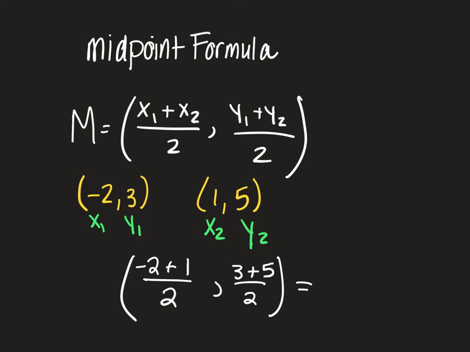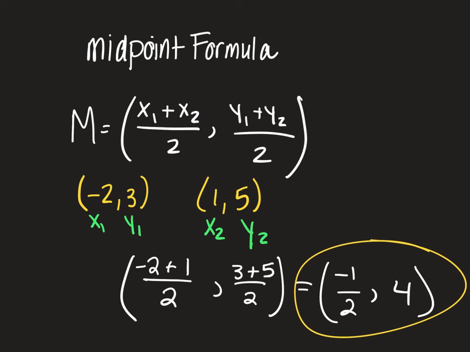Then we'll simplify this. -2 plus 1 is -1, so we get -1/2. Then 3 plus 5 is 8, and 8 divided by 2 is 4. So that would make your final answer (-1/2, 4). That's going to be the midpoint between those 2 coordinates.